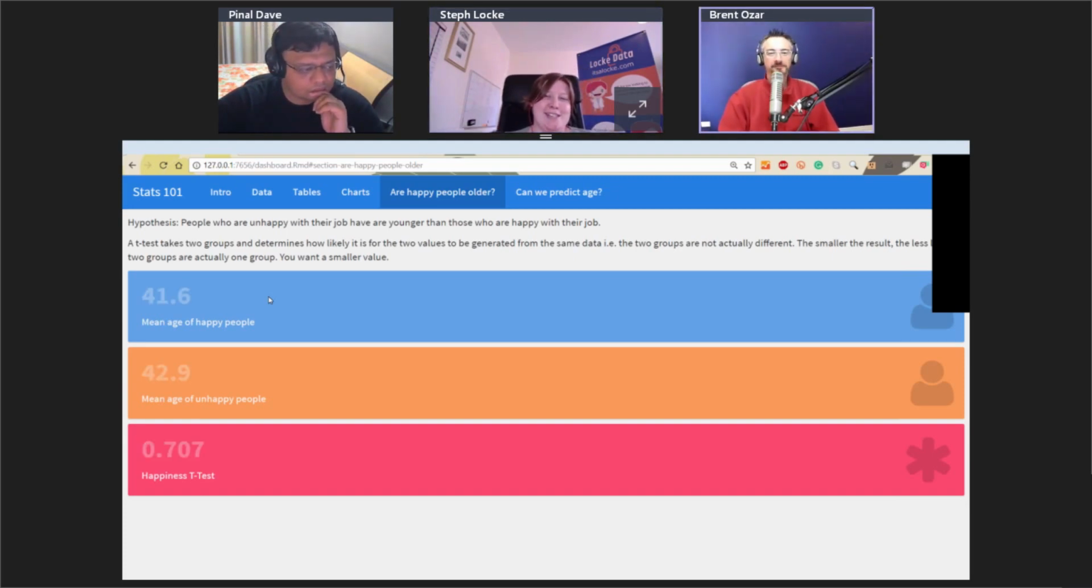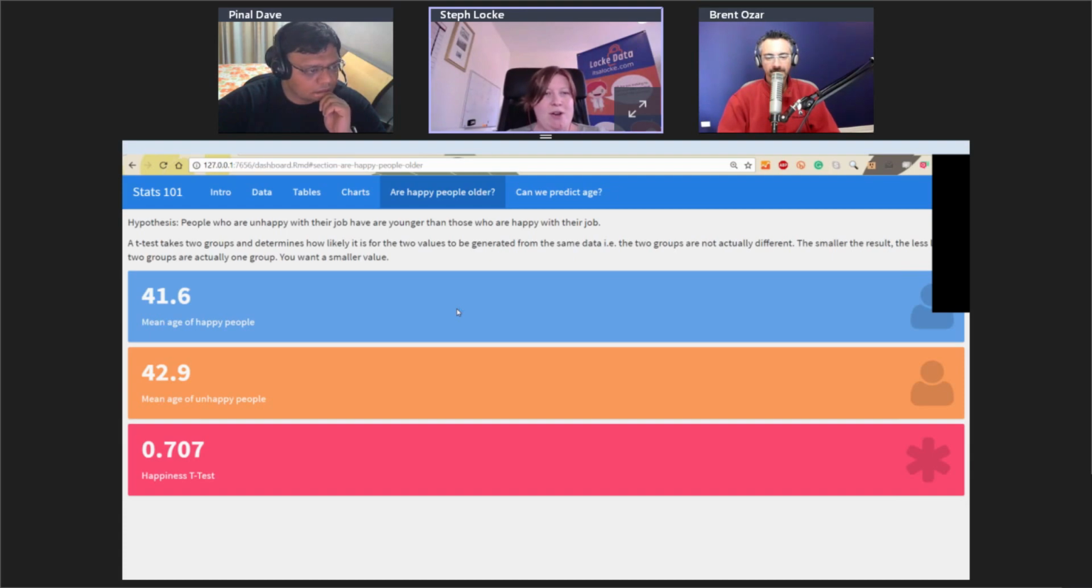And that'll be on the next thing. So a t-test is a simple way of testing whether two averages are significantly different. And the lower the score, the more likely they are to be different. Because this score is basically how likely is it that they're the same group.